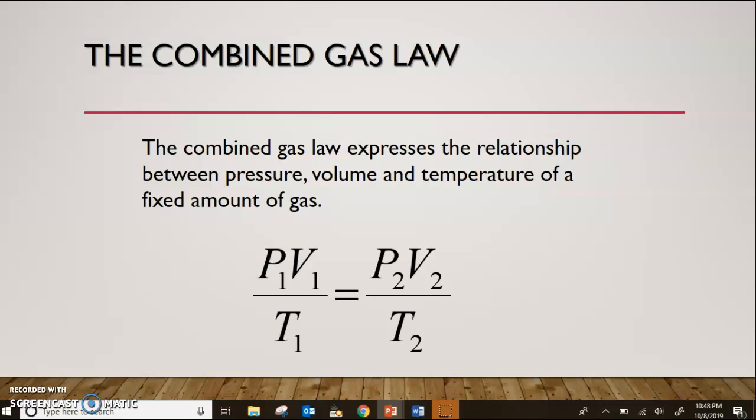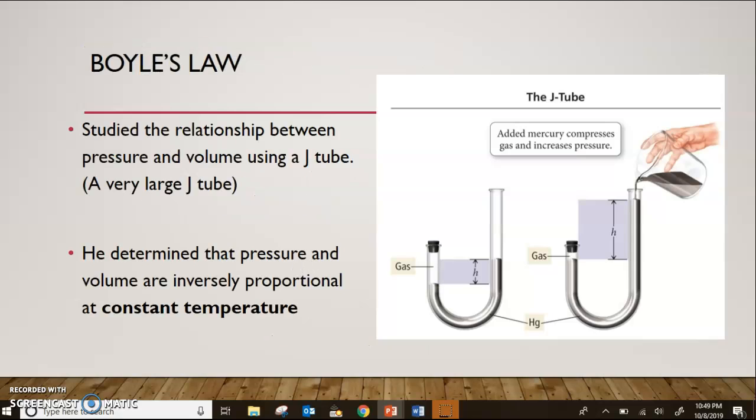So if you know that temperature is being held constant, you can cross temperature out of the equation, and you get our first law that we'll look at here, which is Boyle's law. So again, combined gas law, if you memorize that, you should be pretty good for most of the gas laws unit.